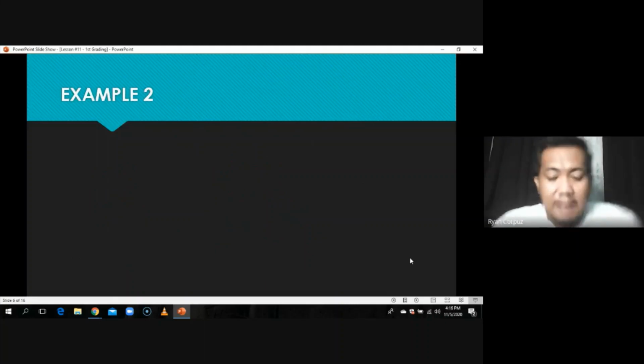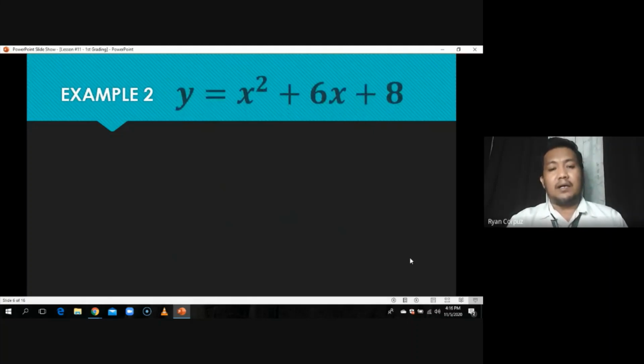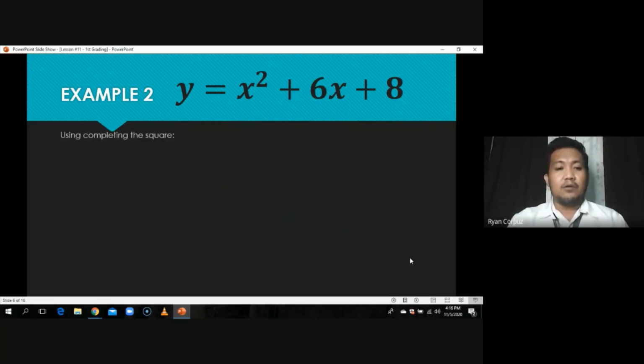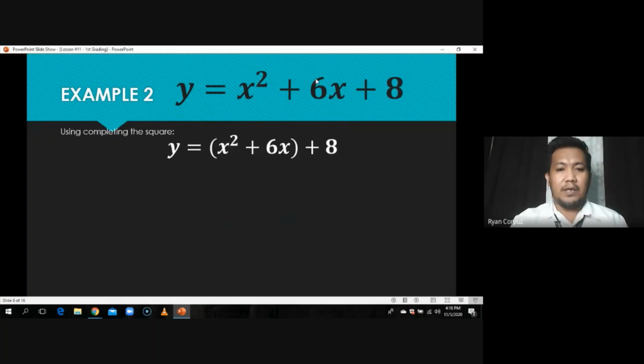Now, let's try another example. Let's have here example number 2. So, again, we'll do it on both ways. So, una, the given equation is y is equal to x squared plus 6x plus 8. So using completing the square, i-group ko yung first two terms, quadratic and the linear term.